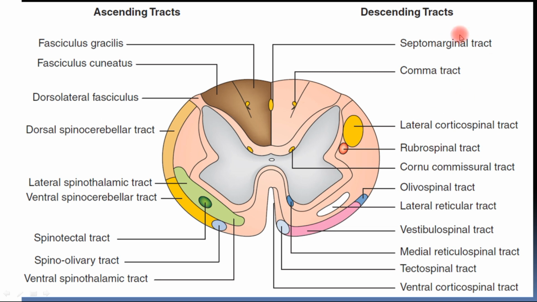So let us learn about the descending tracts here. These descending tracts are situated in the form of the medial motor system and lateral motor system. What comprises the lateral motor system are the lateral corticospinal tract and the rubrospinal tract.